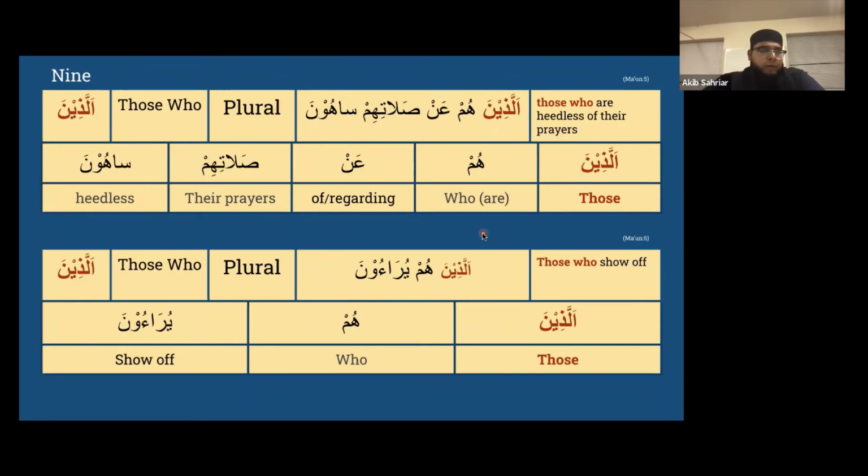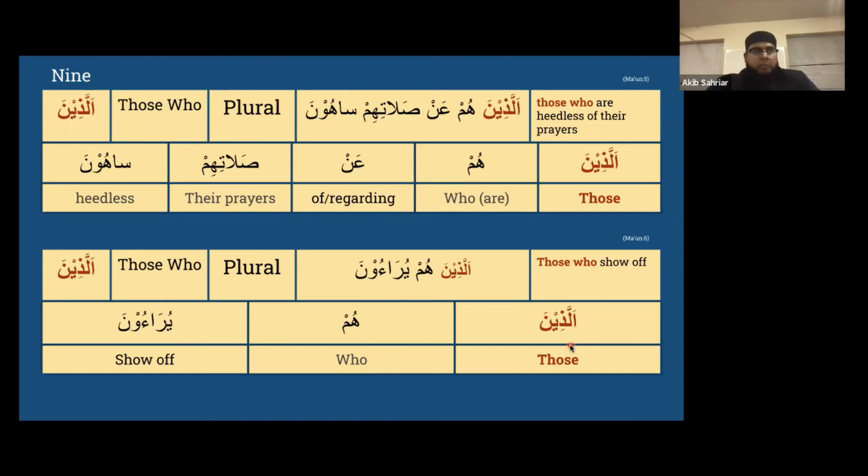So the main thing to look at here is alladhina, which is referring to those people, and it encapsulates both, whether it's male or female, right? Anyone who falls into this category is already included in alladhina. So another word doesn't need to be used for that.